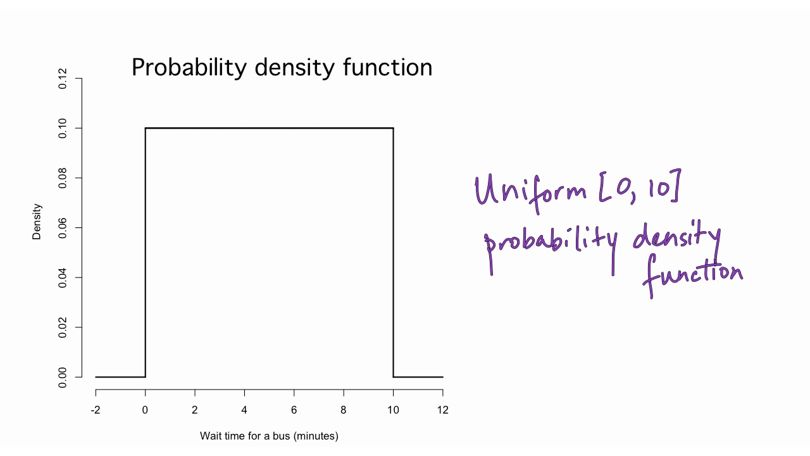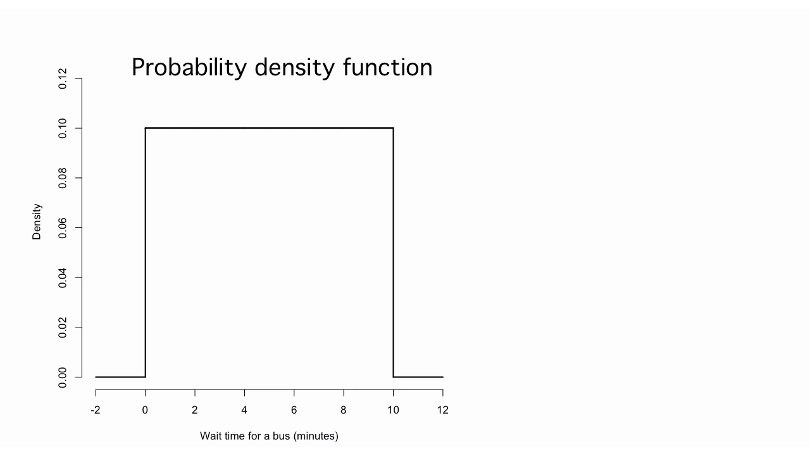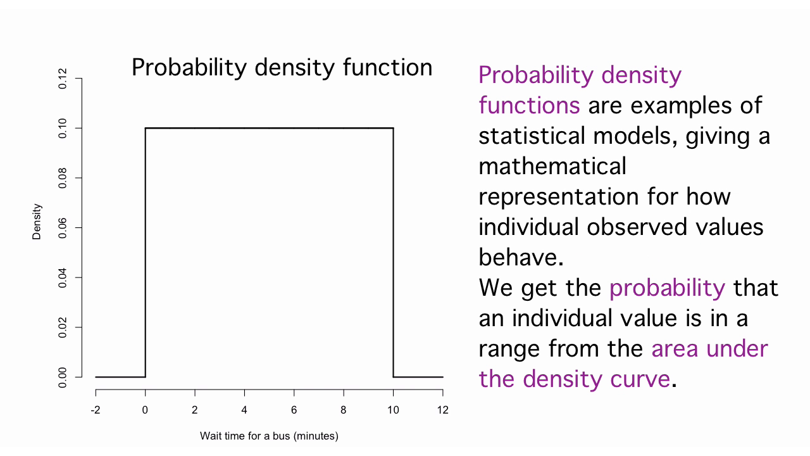In this way, we're thinking of our data as actual observations of a continuous random variable, and the probability distribution of this continuous random variable is described by this probability density function. So the probability density function is a mathematical model telling us how individual observed values of the data behave in terms of the probability that an individual value is in a certain range.